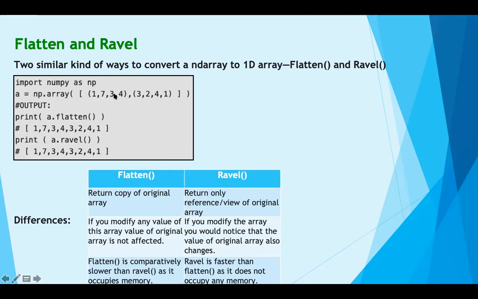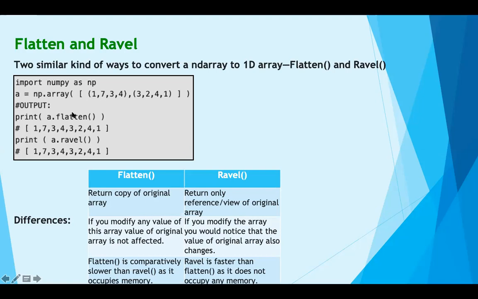The only difference is that the flatten function generates a copy of the original array, and any modification will not affect the original array. Ravel, on the other hand, points to the original array, so any modification will affect the original array.